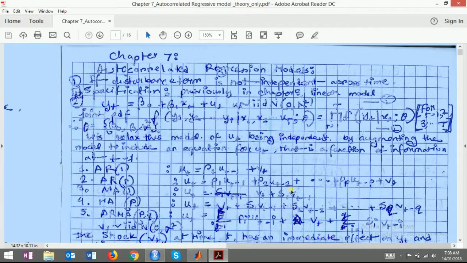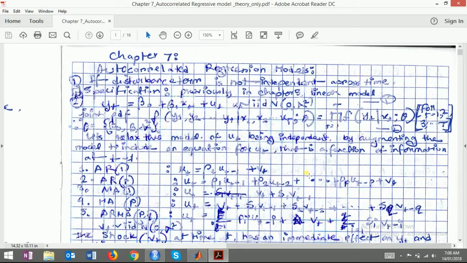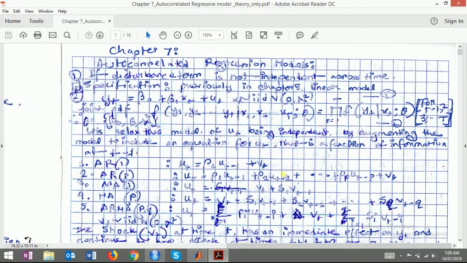Yeah, it's okay. So, autocorrelated regression models. These regression models are used if the disturbance terms are not independent across time. They are not IID. So the specification in an autocorrelated regression model, let's look back at the previous chapter, chapter 5, when we were talking about linear regression models.